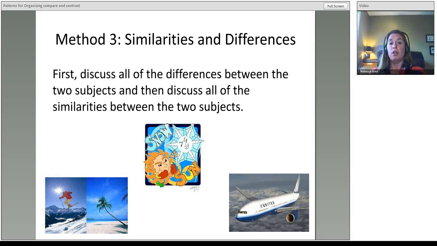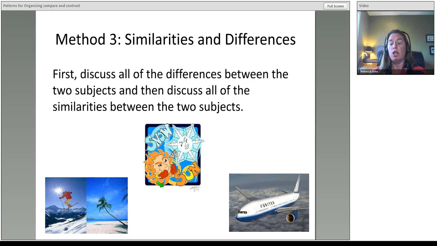The third method is similarities and differences. So first, discuss all of the differences between the two subjects. Then discuss all of the similarities between the two subjects. This is very similar to our point-by-point method, but it's slightly different.